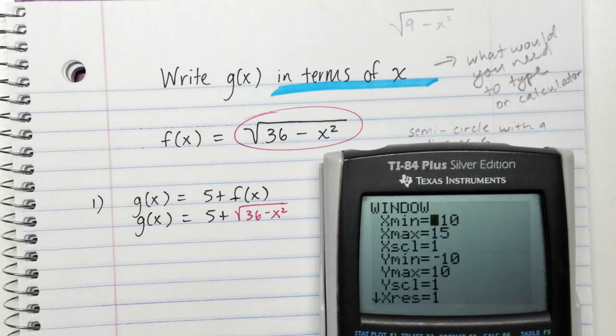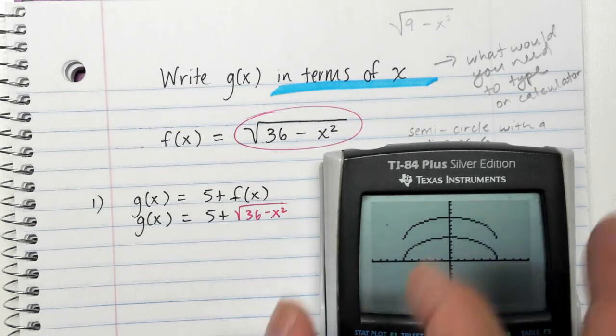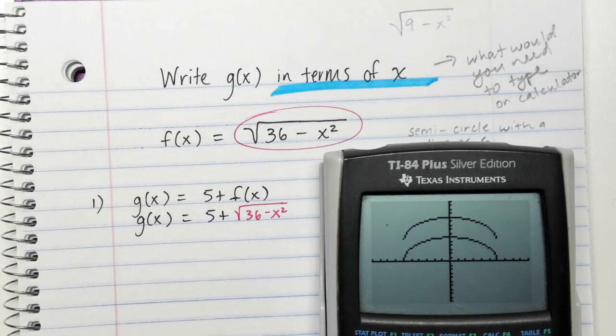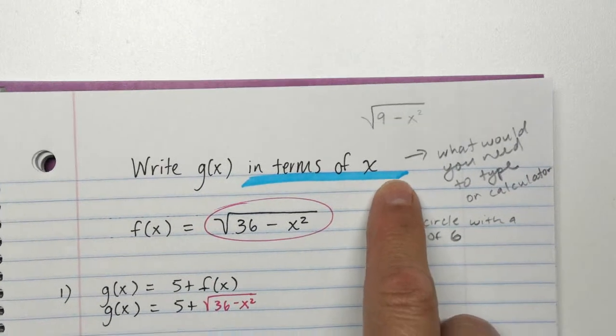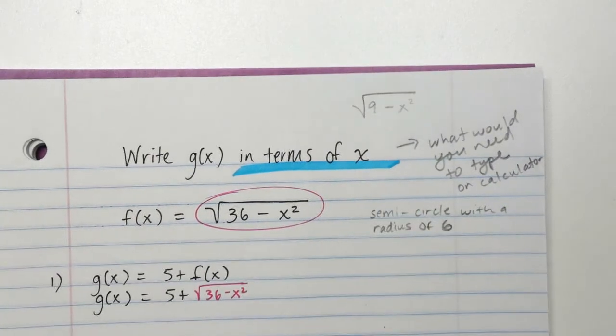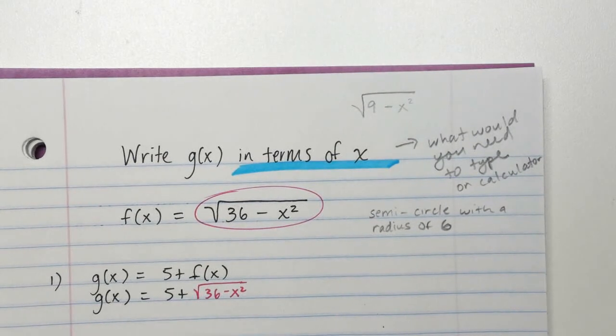Rewind. There's the original semicircle with a radius of 6. And then that's the same thing. It just moved up 5 spaces. Okay? So, again, when you see the phrase in terms of x, that just means what would you need to do on your calculator to get it to do what it's supposed to do. What would you have to enter on your calculator?